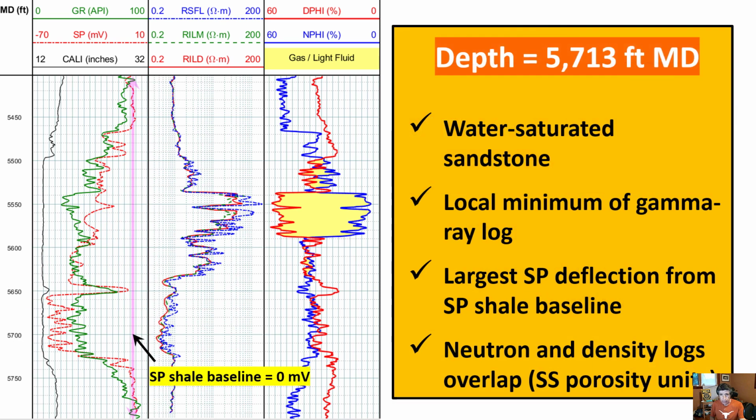When we do that, these are the conditions: it appears that the depth at 5,713, which is a local minimum here, is an ideal location. It's a water saturated sandstone, it has a local minimum, and it has the largest SP deflection. And I'm going to show you that at that point we also have an overlap of neutron and density logs, which is a desirable condition for indication and confirmation that we're in a clean sandstone. And the pink line here shows the estimated location of the shale baseline.